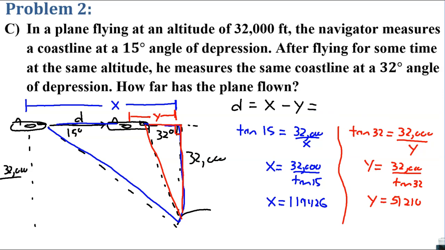All right, so d equals x minus y. The x is the 119,426, minus the y, 51,210, and I lied, I'm going to write this as a 1. When I subtract the two of those, I get 68,215 feet for a total.